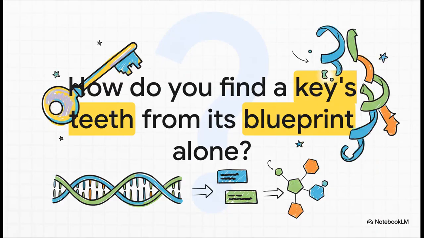I want you to think about it like this. An antibody is like a microscopic key, and the virus it's trying to stop, that's the lock. Now, for the key to work, it has to fit the lock perfectly. The real problem is we usually only have the antibody's genetic blueprint. So the question becomes, how do you look at that flat blueprint and figure out the exact shape of the key's teeth, the part that actually does all the important work?